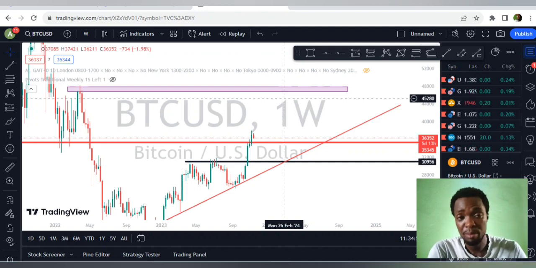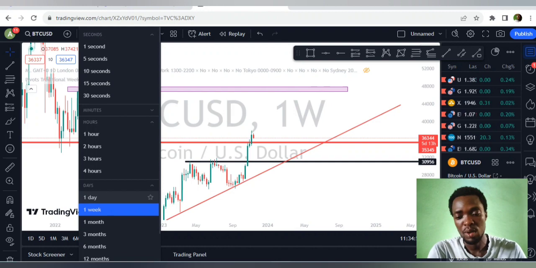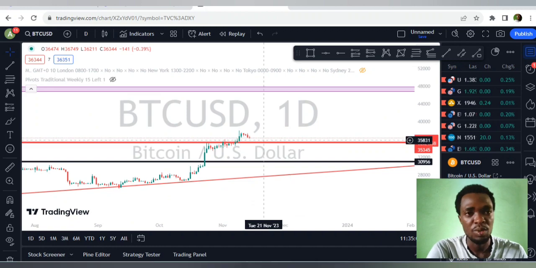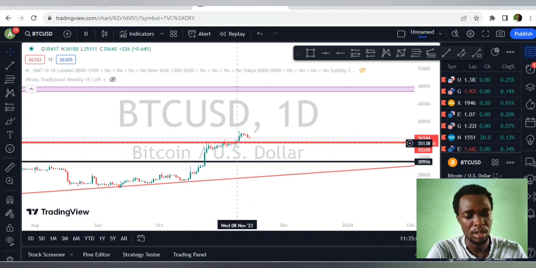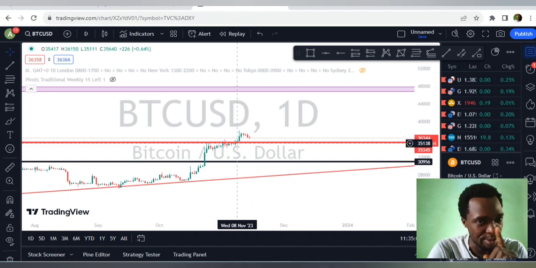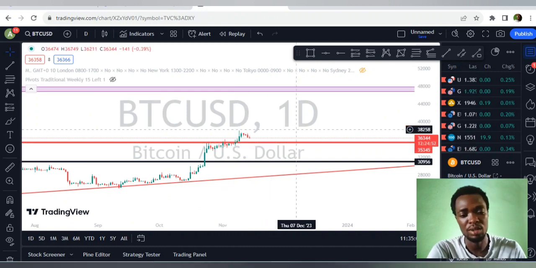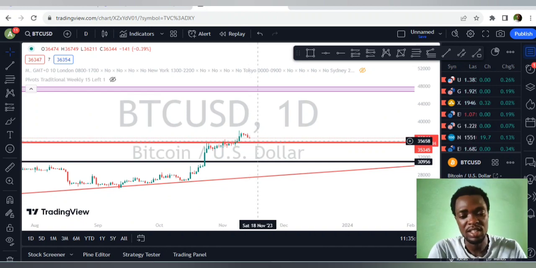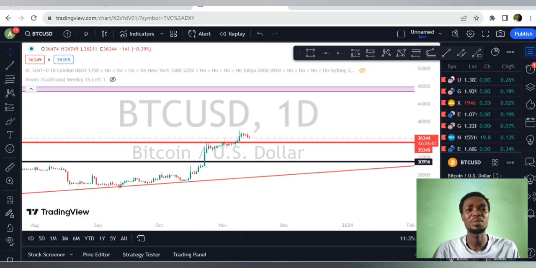This is just basic, simple analysis. But if you want to get more gist, then you can come to the lower time frame, like the daily time frame, to get the gist of the market, and the 4 hours for entry points. So I'm pretty bullish on Bitcoin right now, and I'm looking at it pretty keenly to take this guy up.